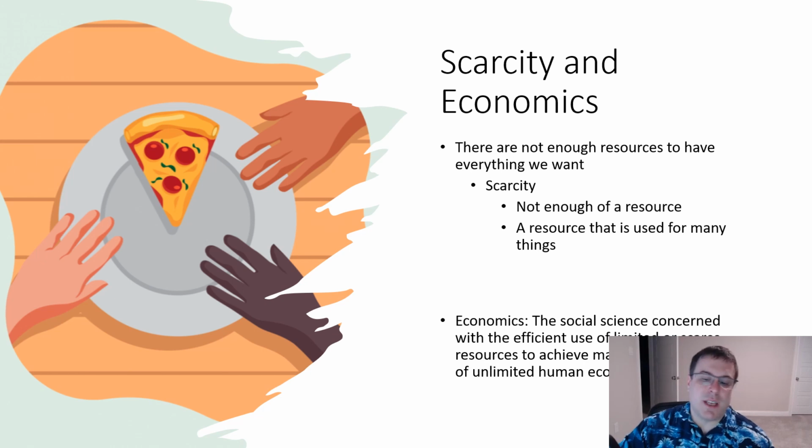Now, with scarcity, there are two kind of basic textbooky definitions. And the first definition of scarcity is there's not enough of a resource. The second definition is it is a resource that is used for many different things. Simple example, the idea of money. First definition of scarcity, we never have enough money. We always want more.